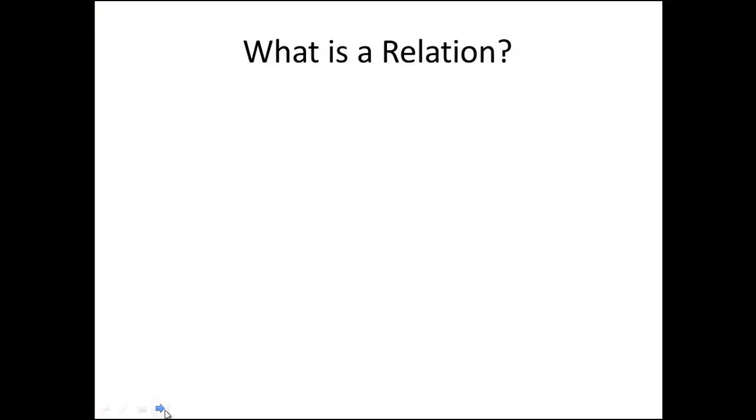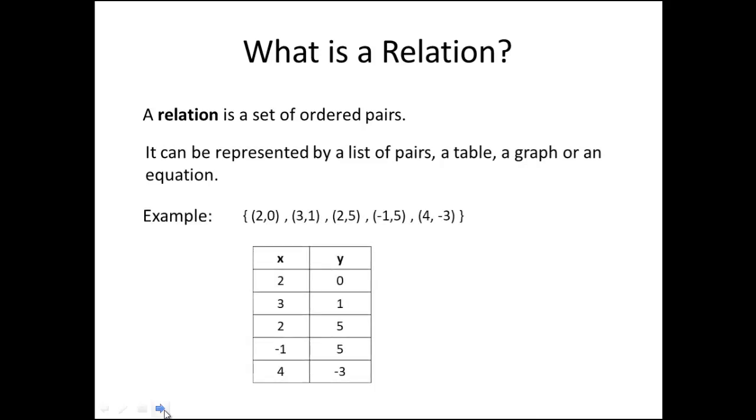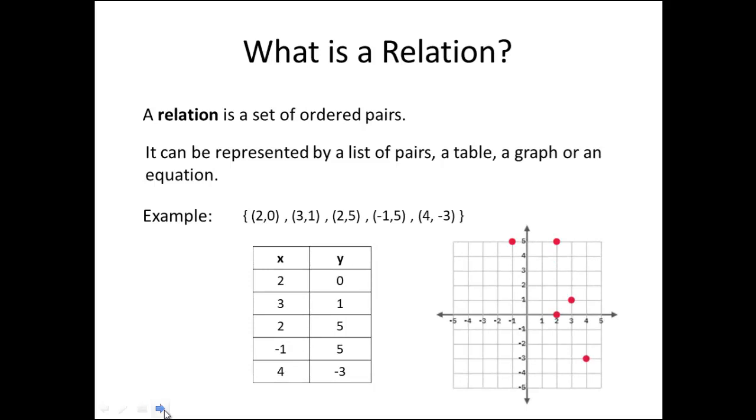So what is a relation? A relation is a set of ordered pairs. Think of it as a set of points. It can be represented by a list of pairs, a table, a graph, or even an equation for those pairs. So in this example, we see the same relation represented in three different ways.